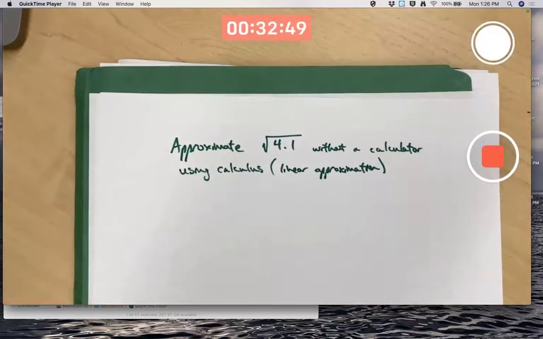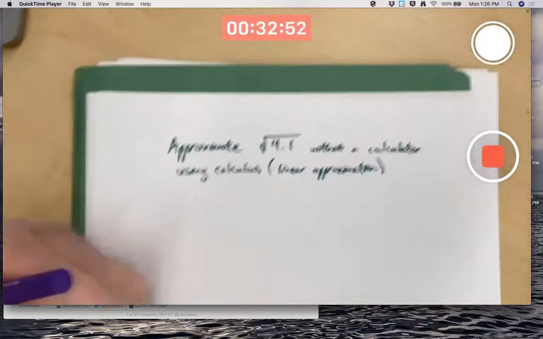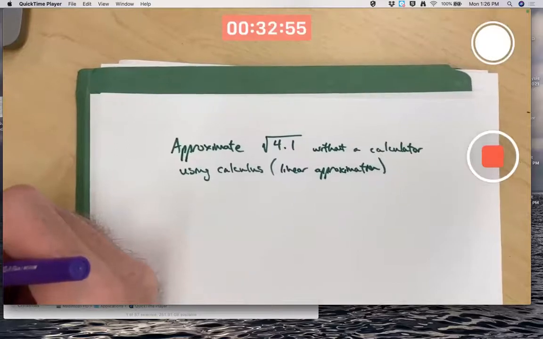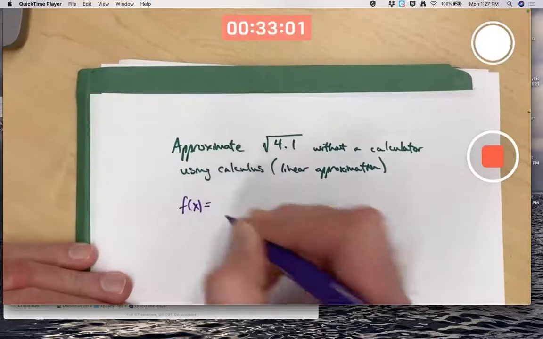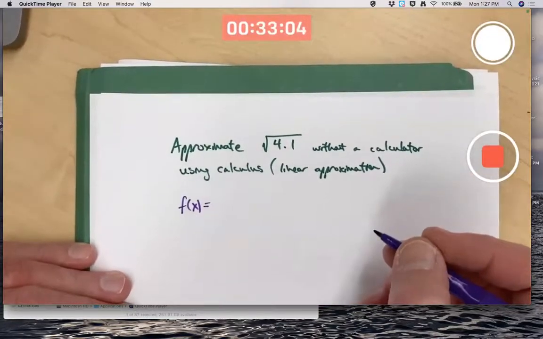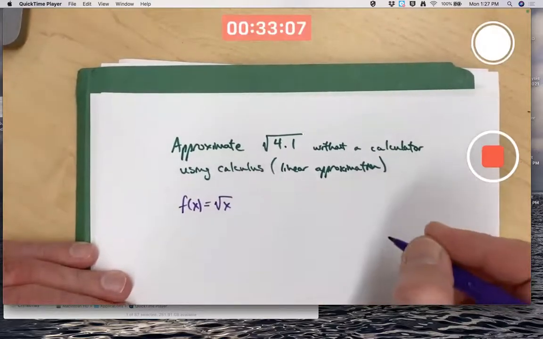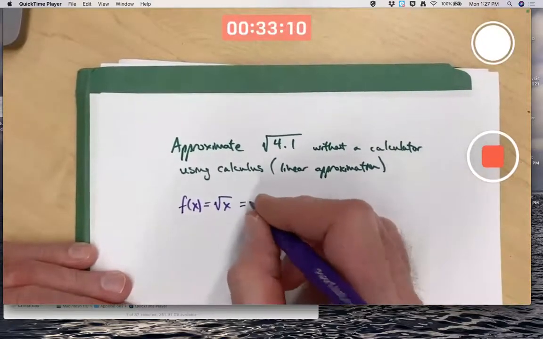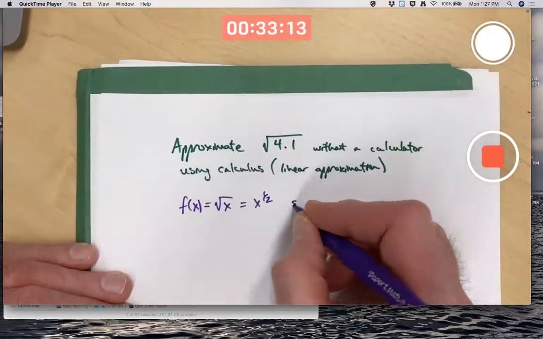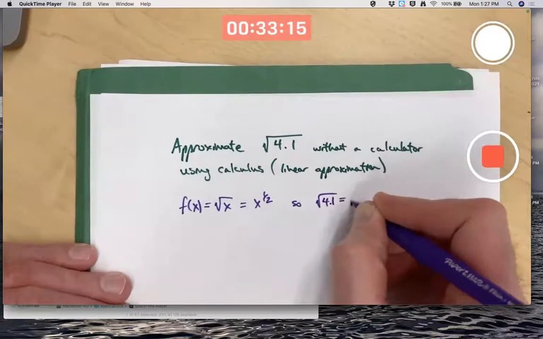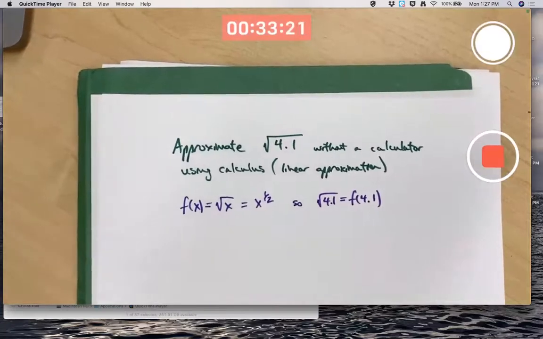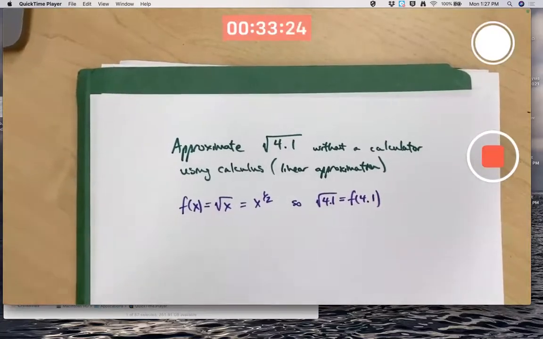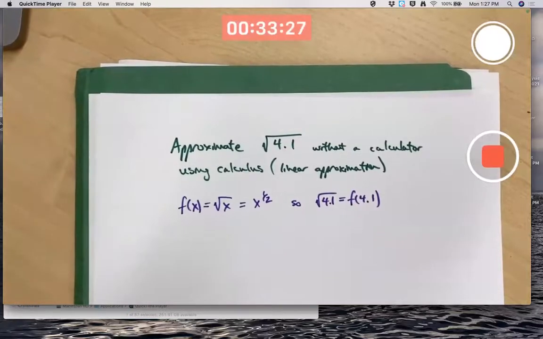How? What in the world? What should I do here? What's my function? That's not so clear. Well, it becomes clear when you think about what you're doing. We're taking the square root of 4.1. Maybe my function should be the square root function. I'm really trying to approximate f of 4.1 if f of x is the square root of x. So that relates it to a function, a differentiable function when x is positive, that we can try to find a tangent line for.